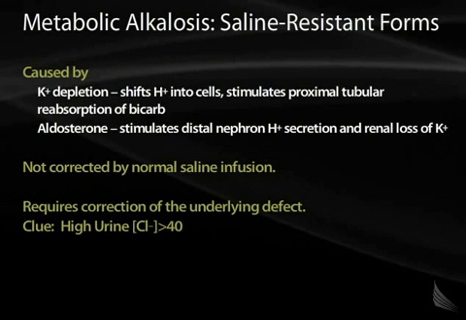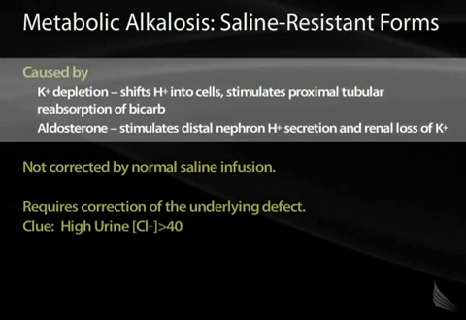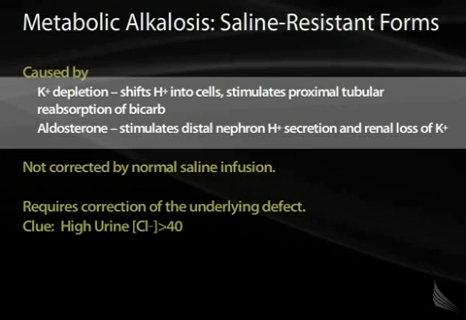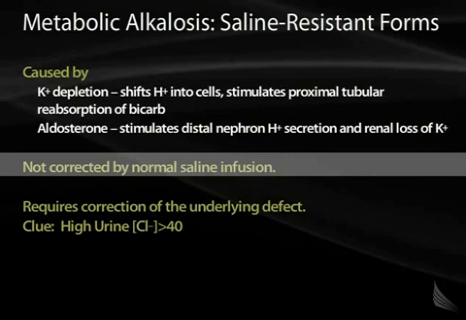The metabolic alkalosis in saline-resistant forms is caused by two primary disorders. Potassium depletion shifts hydrogen into cells, stimulates proximal tubular reabsorption of bicarbonate, as well as increasing ammoniogenesis and ammonium excretion. Also, increased aldosterone activity stimulates distal nephron hydrogen secretion and further causes loss of urinary potassium. Normal saline infusion will not correct these metabolic alkaloses and requires correction of the underlying defect.